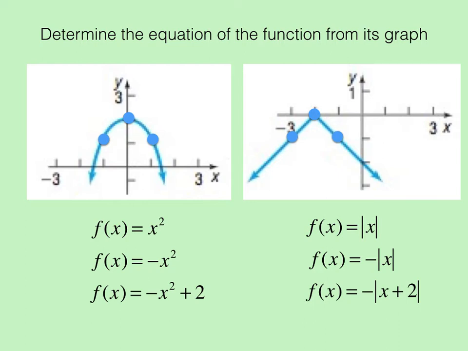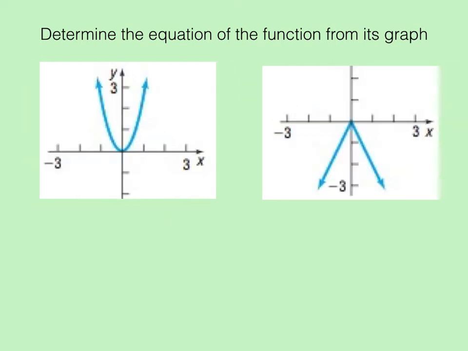Let's do 2 more examples. Here's a quadratic function whose vertex is at 0, 0. I can see there's a couple of other points on this curve. It hasn't been shifted left, right, up, or down, and it's not reflected across the x-axis.